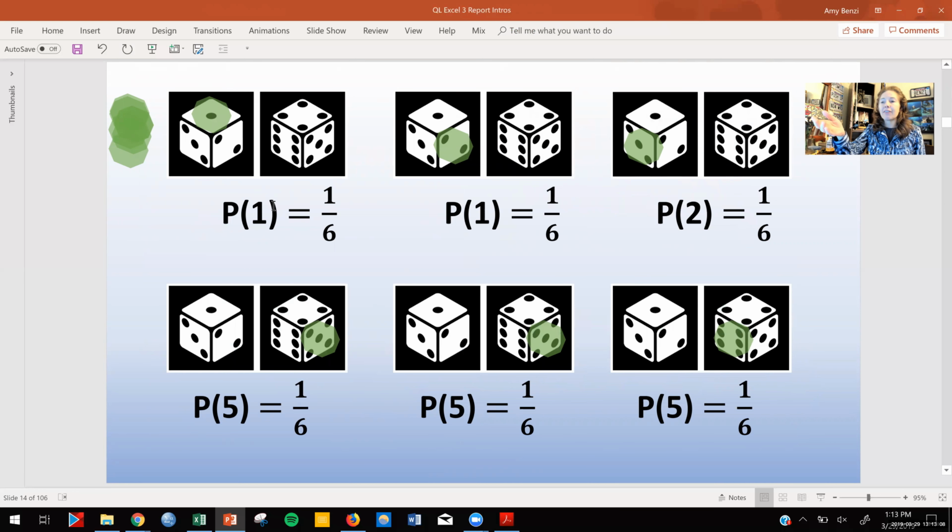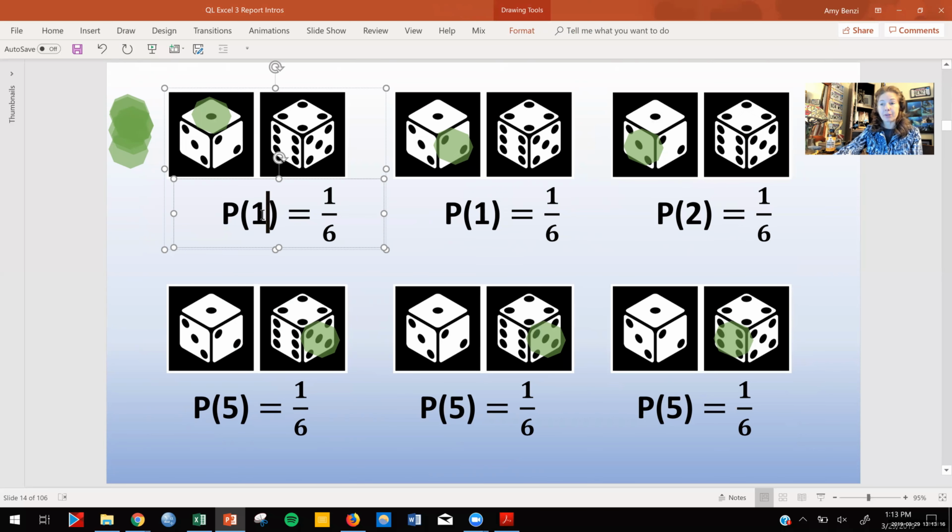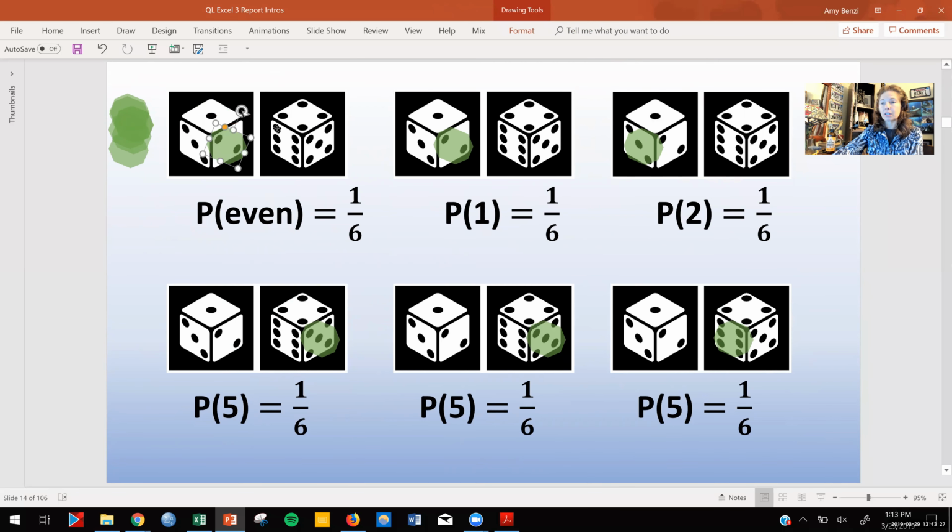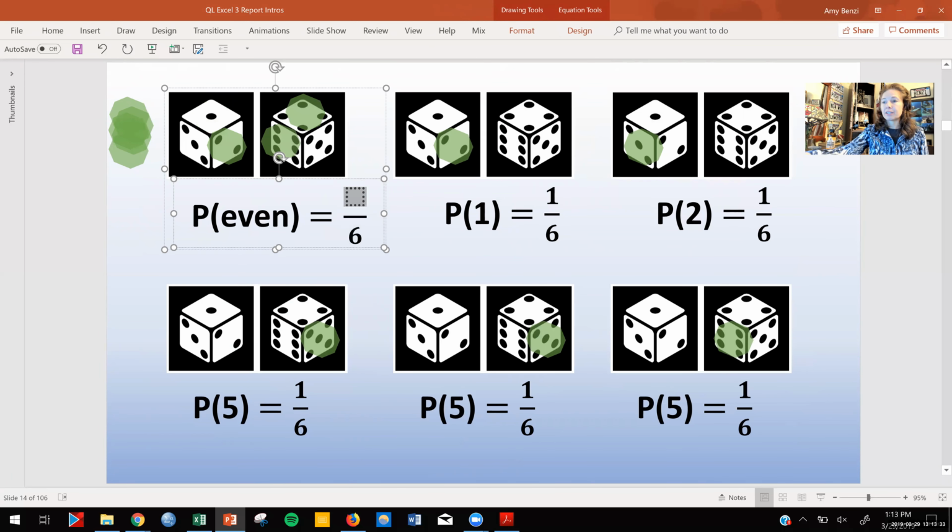So here I have a 1/6 probability of any of these numbers occurring. Well, what if I wanted to know the probability of an even number occurring? So this P of 1, I'm going to change this to P of even. And how many even numbers do I have? Well, 2, 4, and 6 are all even numbers. So now my numerator says that I have 3 out of 6.